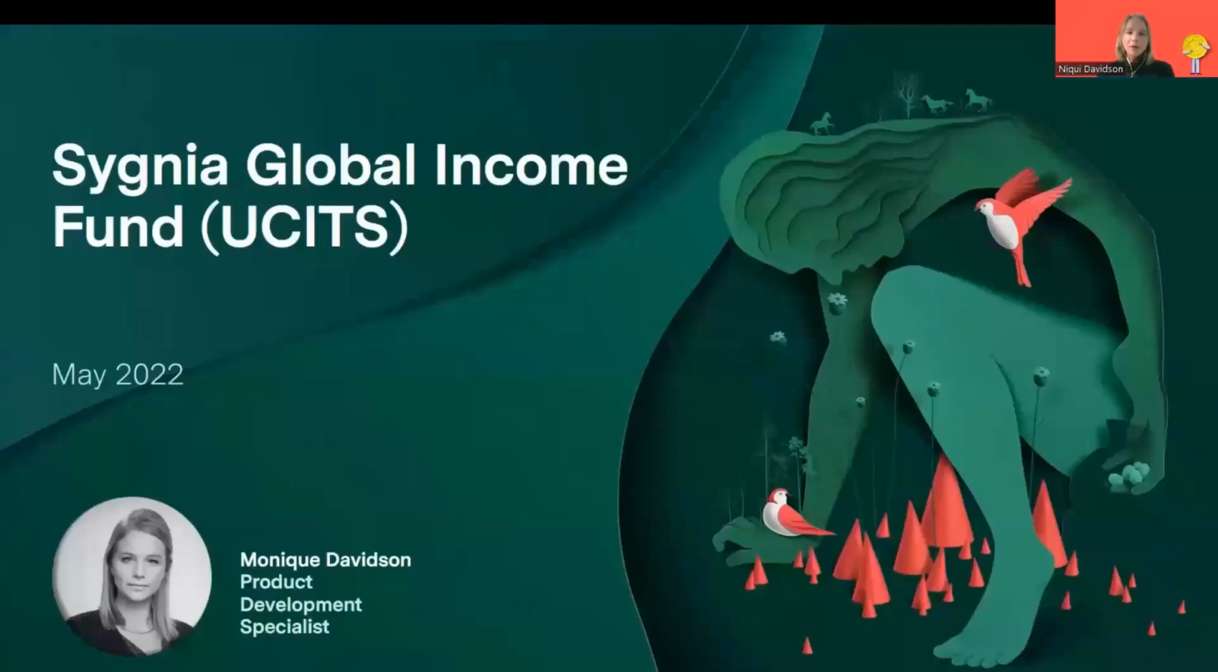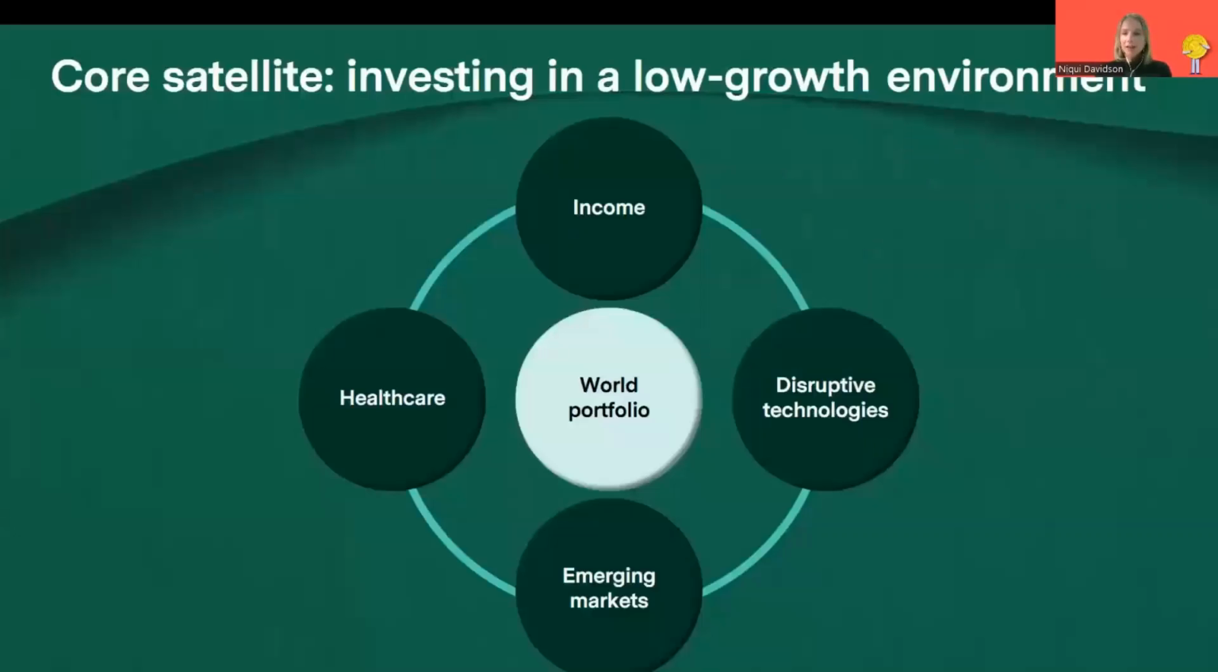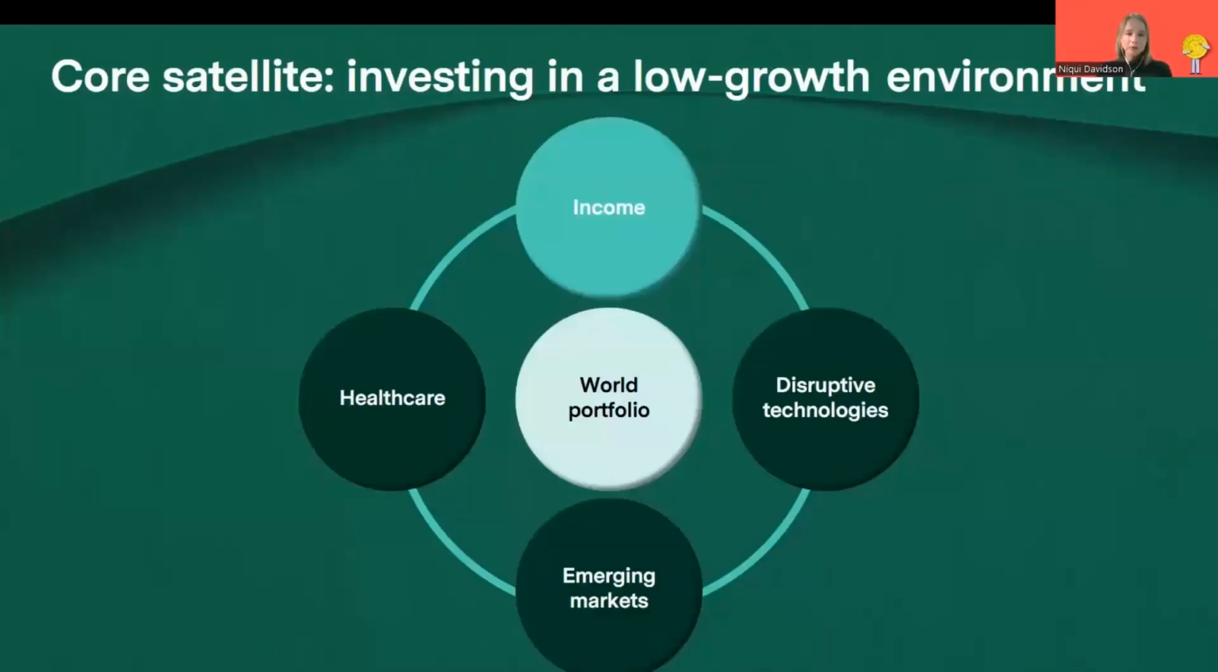And that wraps up the healthcare fund. So to end off today's webinar, I'd like to also introduce to you the Sygnia Global Income Fund. So again, just starting off with this framework, income forms a great part of a well-diversified global portfolio as well. And that's where this portfolio fits in.